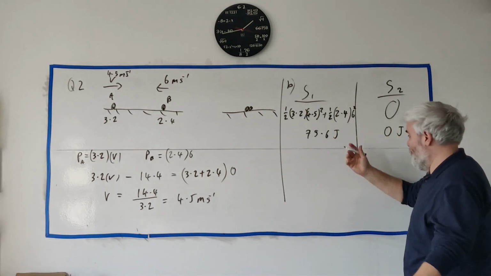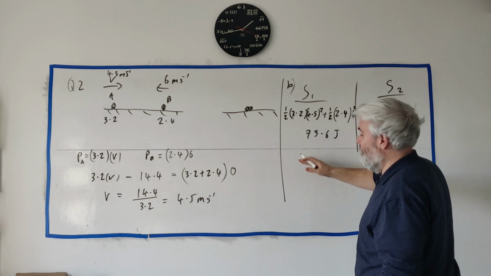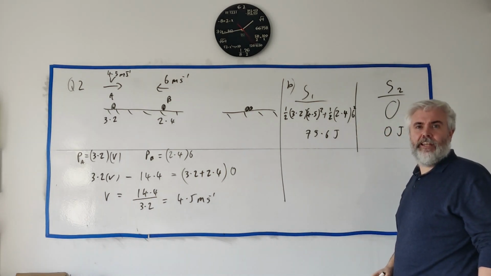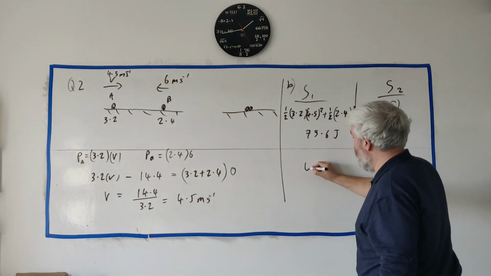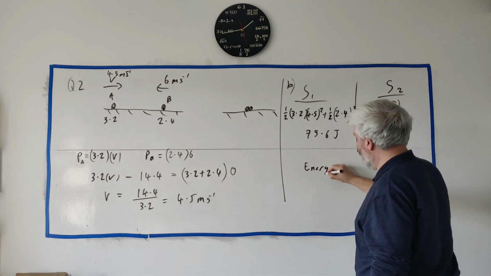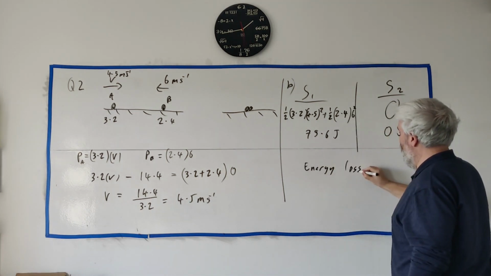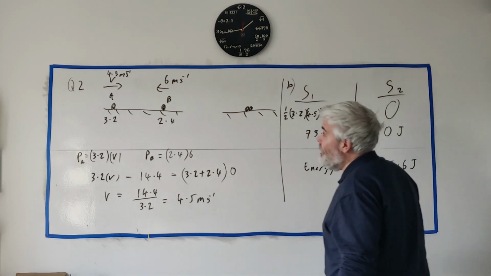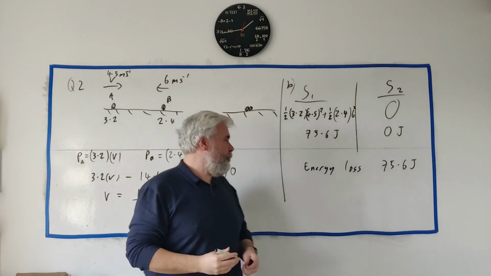So I guess you could write something like, loss of kinetic energy from the system. Energy lost, I would write something like energy lost 75.6 joules. That's the answer to part B.